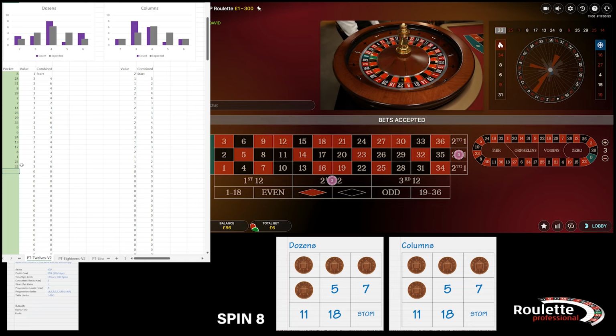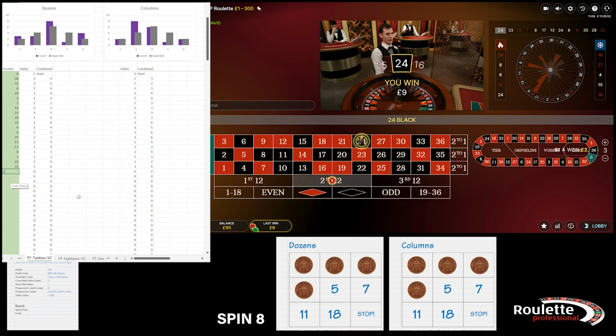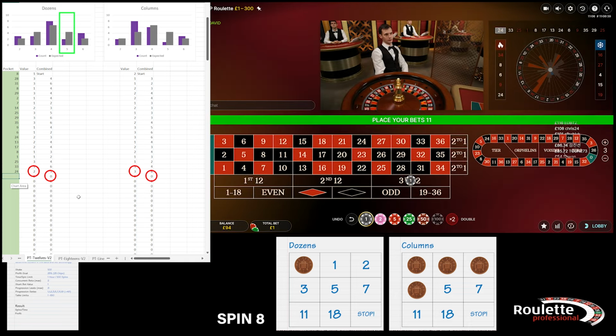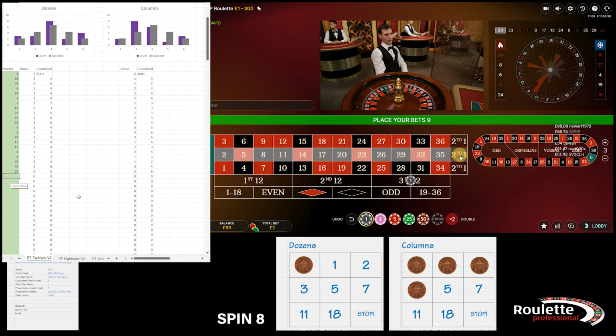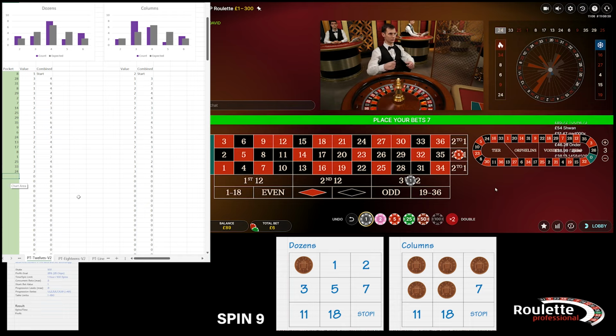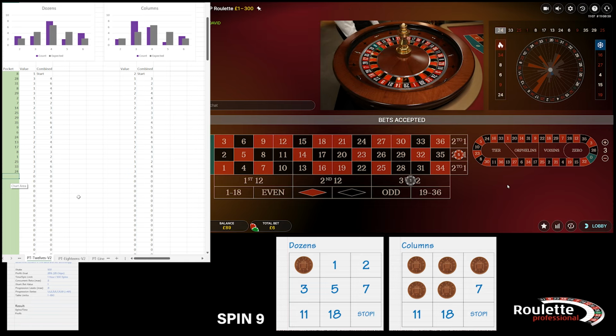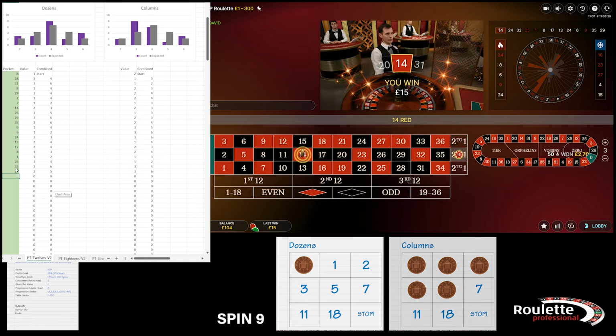After 8 spins, we get our first win, although we do not move into profit yet, as we still have the ongoing column bet. With 24 entered as the winning pocket, our column bet is in play, and looking at the dozens, it would appear the 5 is still a reasonable bet, so we will start a new dozen bet and move forward with the column progression. By spin 9, we crawl into a small profit.